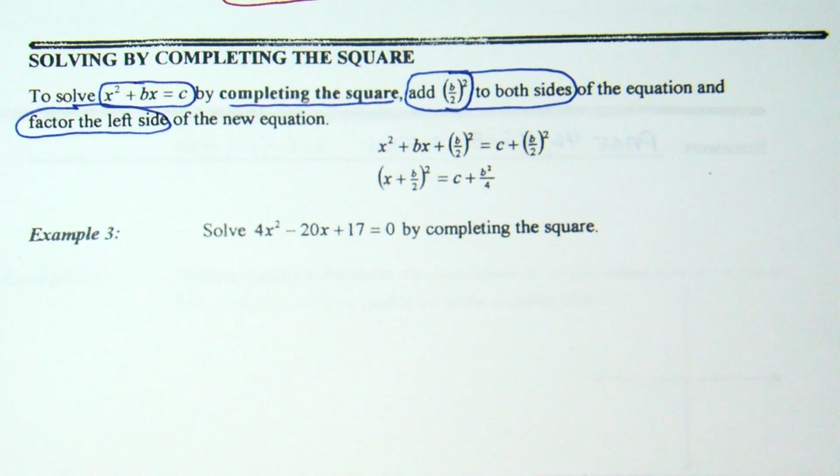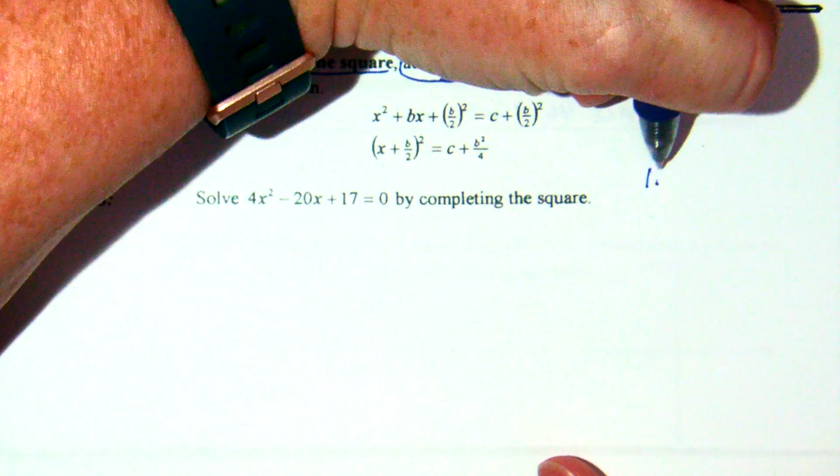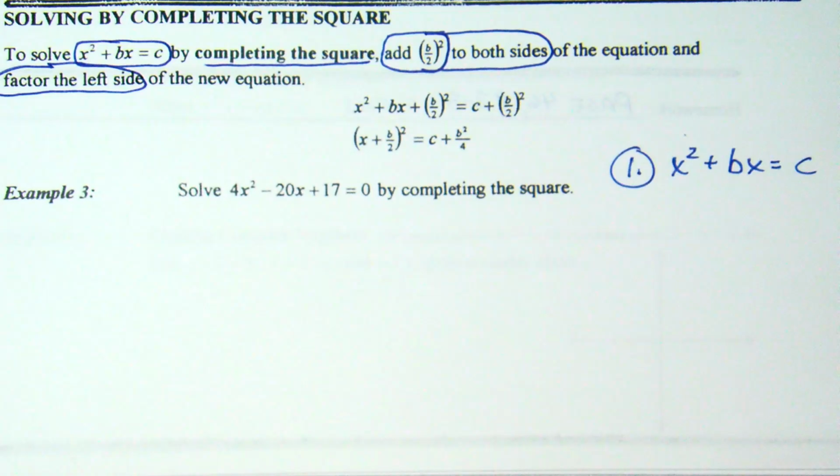Okay. So, I think I'm going to put these in a step format here on the left. Step 1, x squared plus bx equals c. That is the form we have to reach for. So, thoughts on getting this to be x squared plus bx equals c? Okay, we're going to have to get rid of the 4. And? 17. You're going to have to move the 17, yes? Both steps have to happen.